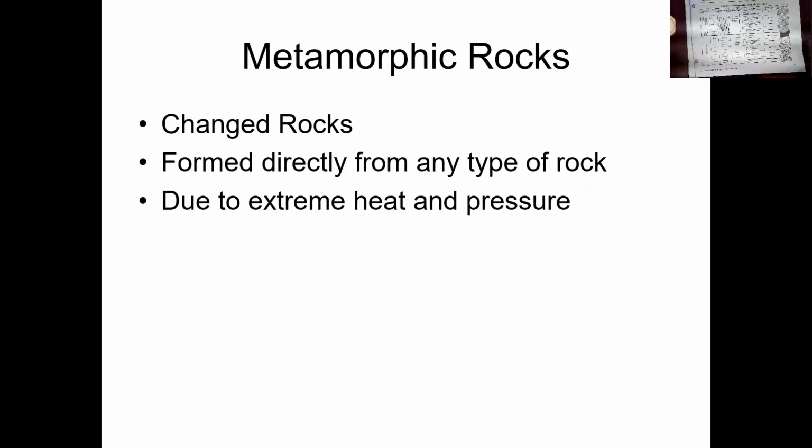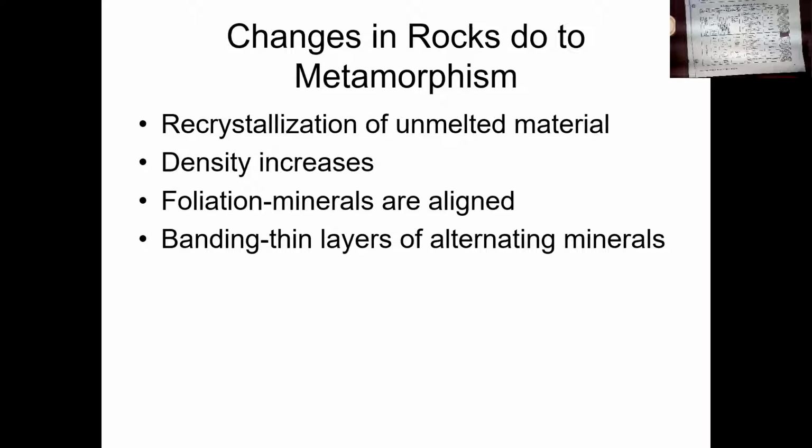All right, then the changes in the rocks due to metamorphism. Here is what can happen because of metamorphism. So remember, they get heat and pressure. So this is going to be called recrystallization of unmelted material. And that is a really silly phrase. And I'm going to explain that in 1 second.